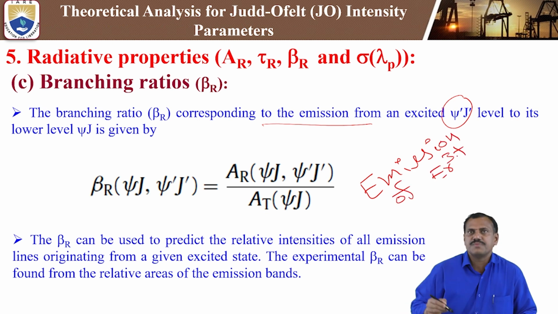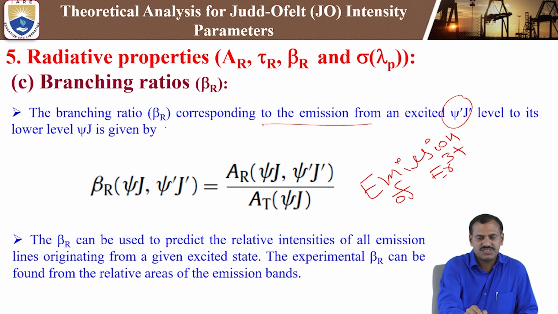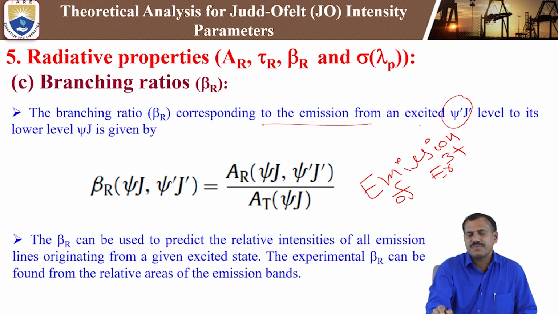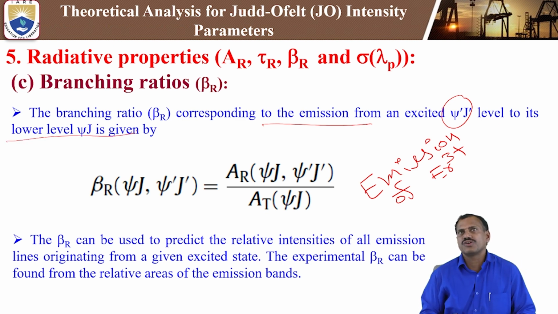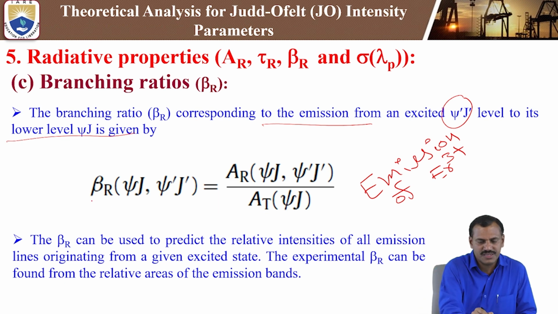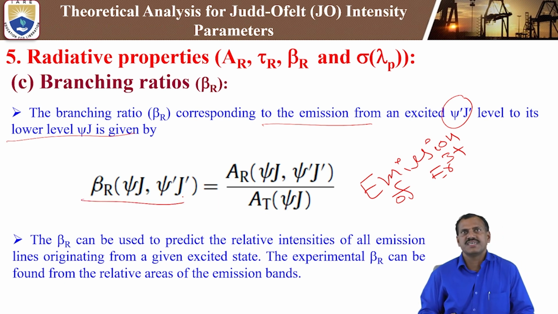By using the emission spectra of the erbium 3+ ion, we are calculating the branching ratios. This branching ratio beta corresponds to the emission from an excited state level to its lower level, psi j, that is, the excited state to the ground state. We get it from the emission spectra. By using the emission spectra only, we are calculating the branching ratio values for psi j and psi dash j dash.